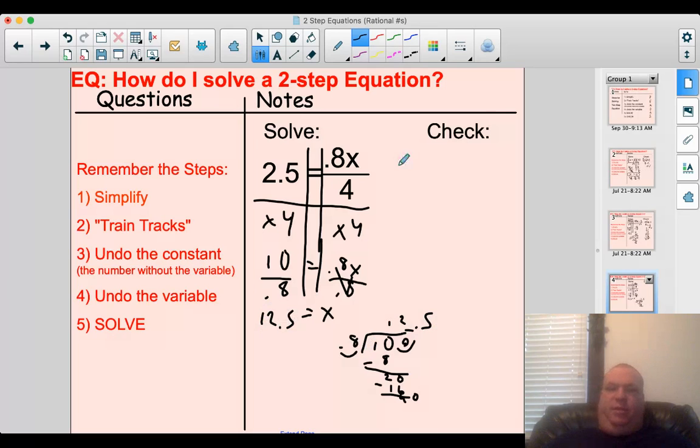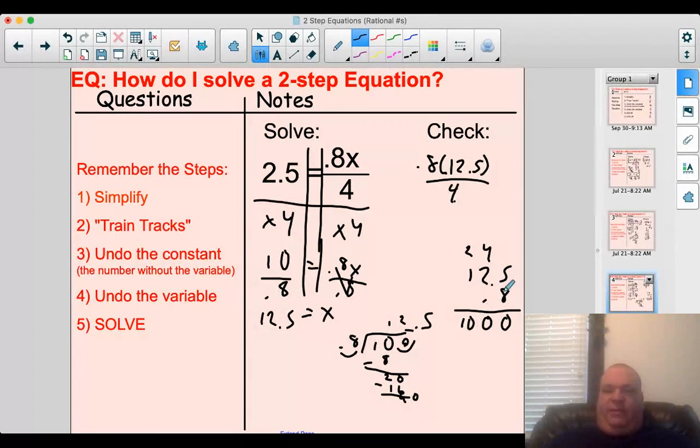To check it, again, I'm going to plug it in. 0.8 times 12.5 divided by 4. If I do 12.5 times 0.8, see what I get. 8 times 5 is 40. 2 times 8 is 16, plus 4 is 20. 1 times 8 is 8, plus 2 is 10. For the decimal point, I have 2 digits after the decimal point, so I put it right there. I get 10. Okay, so 10 divided by 4 is 2.5, so that's going to check out.